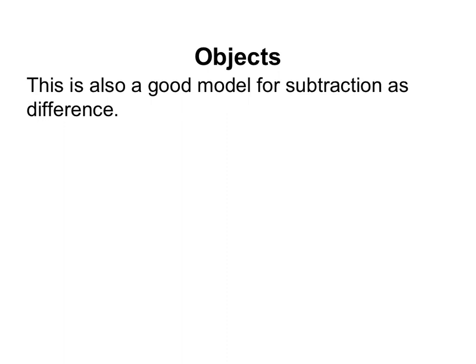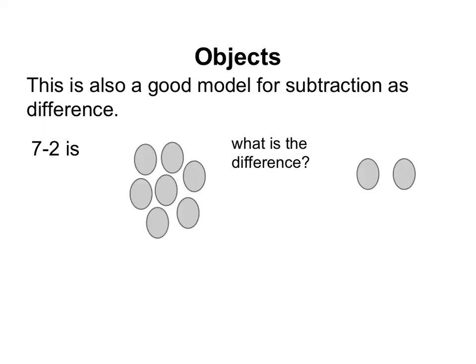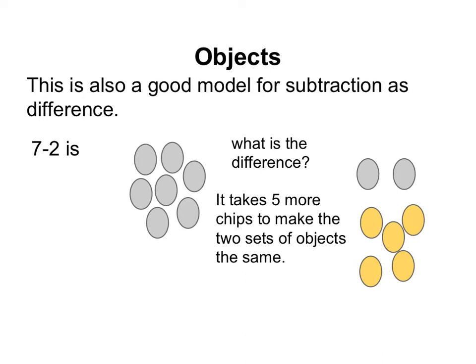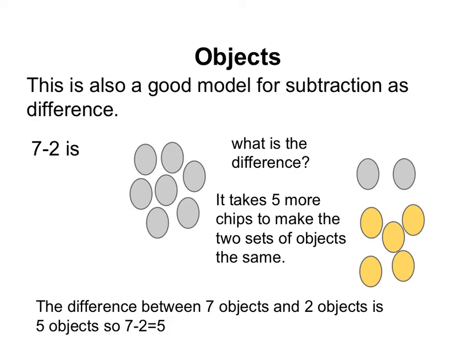Objects is also a good model for subtraction as difference. So again, 7 minus 2, but now the question is, okay, here are 7 circles, and here are 2 circles. What's the difference? Well, the difference between the 7 circles and the 2 circles is 5 circles. It takes 5 more circles or chips to make the 2 set of objects the same. So that tells me that 7 minus 2 is 5.